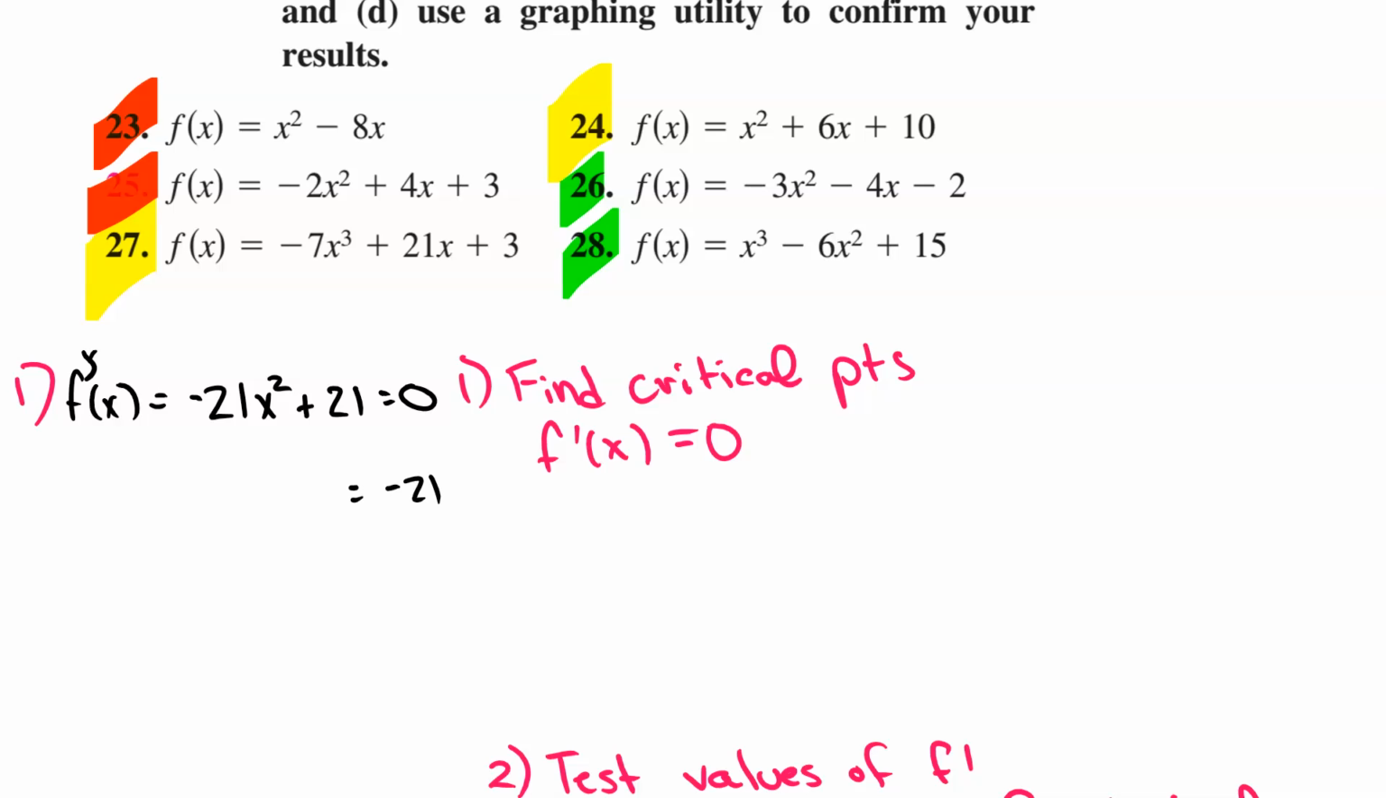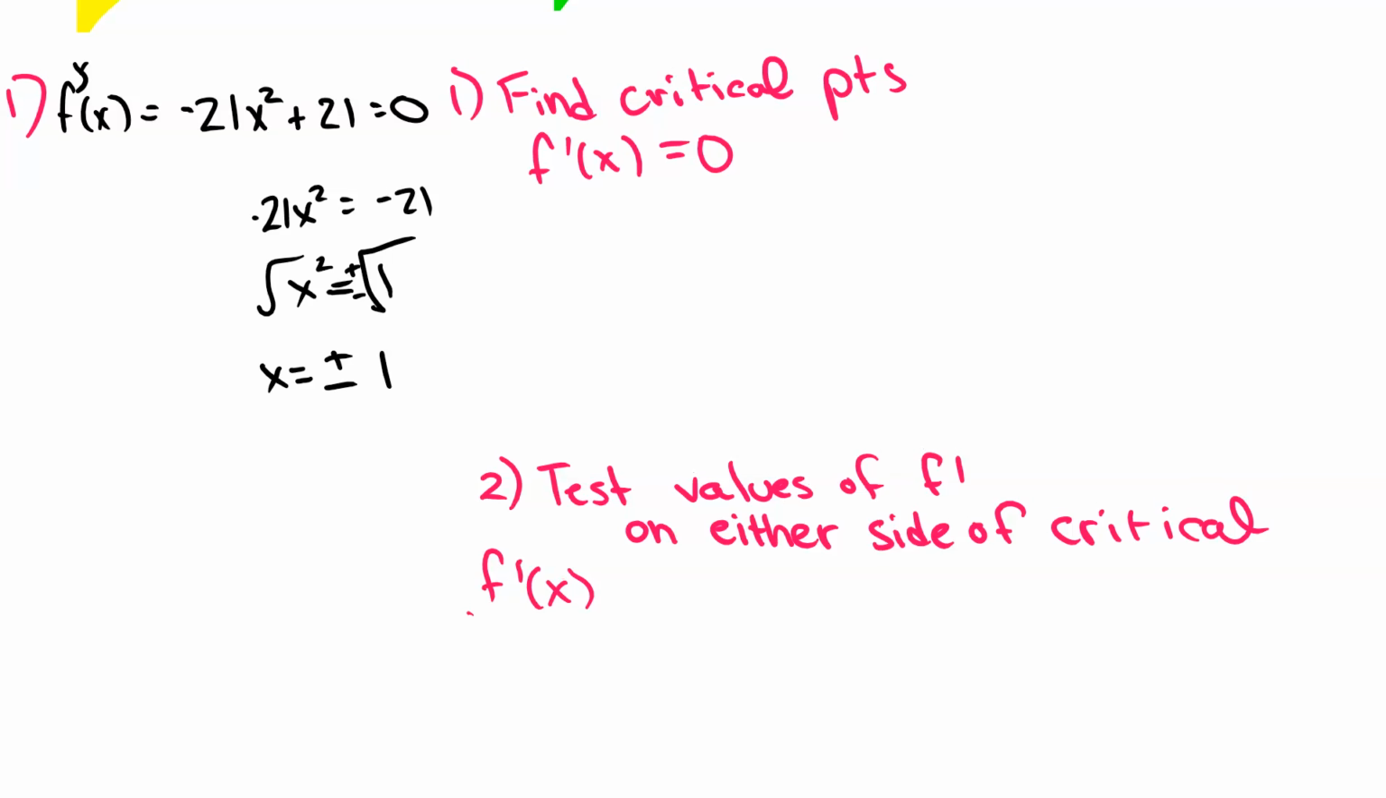Negative 21 equals negative 21x squared. X squared equals 1. Do the square root of both sides. When you do that, you need to include a plus or minus. So we've got x equals positive or negative 1 for our critical points. We make a number line with our derivative. And we've got two critical points, so two potential maxes or mins for this function.